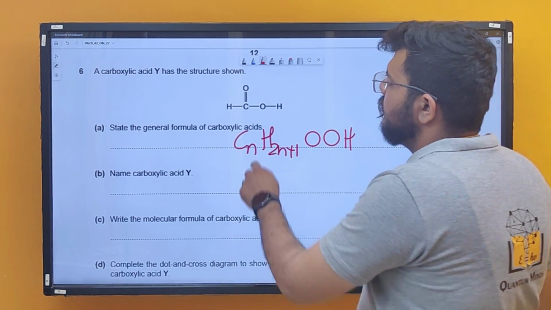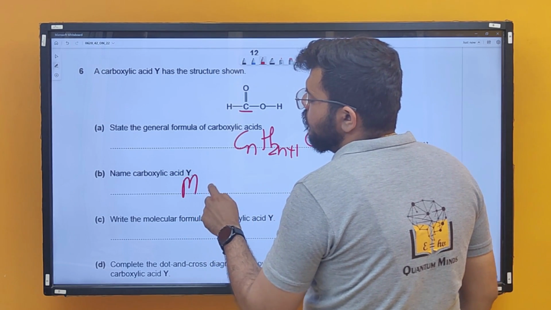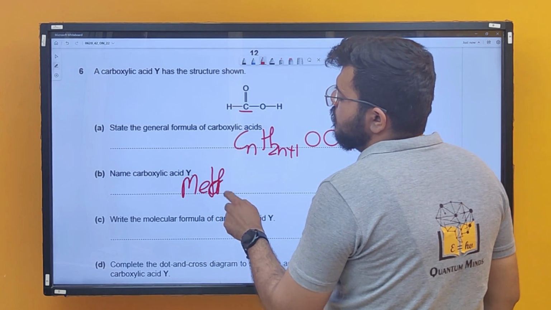Name the carboxylic acid. Why? There is only one carbon, so this is methanoic acid.